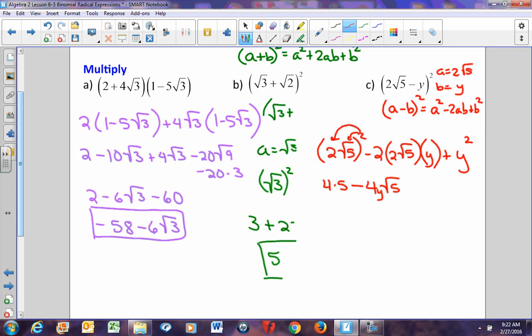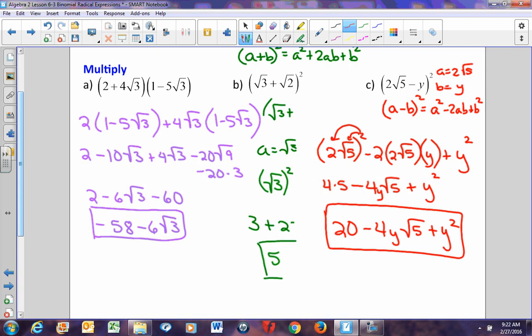Okay, so I have negative 4y squared roots of 5 plus y squared. So now I just need to simplify. 4 times 5 is 20. 20 minus 4y squared roots of 5 plus y squared. And done.